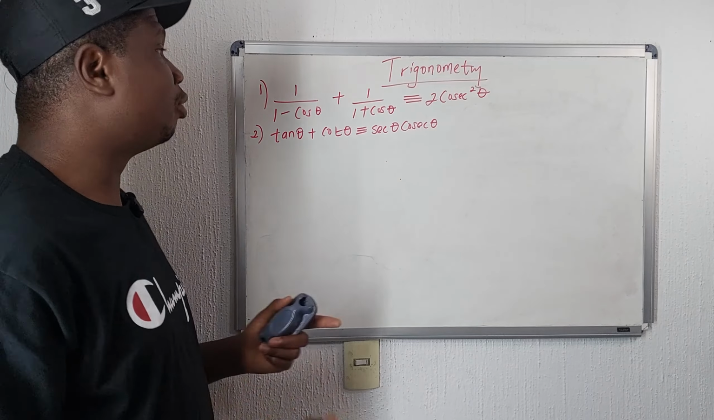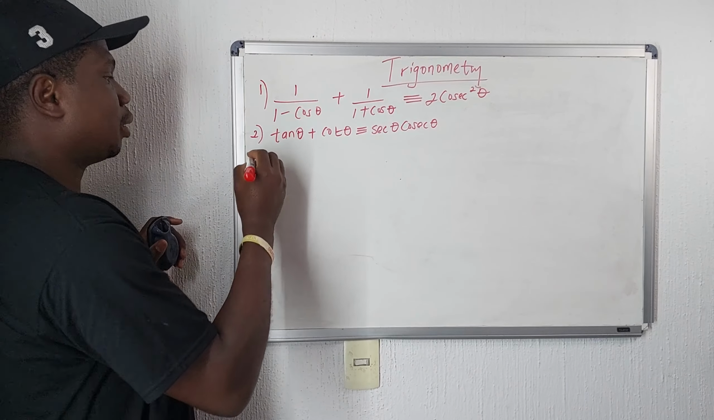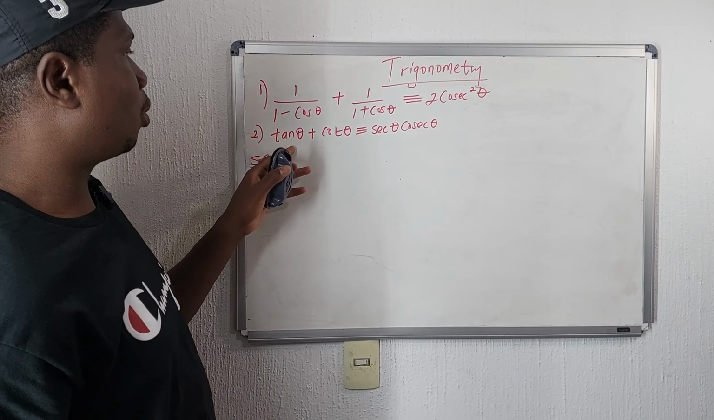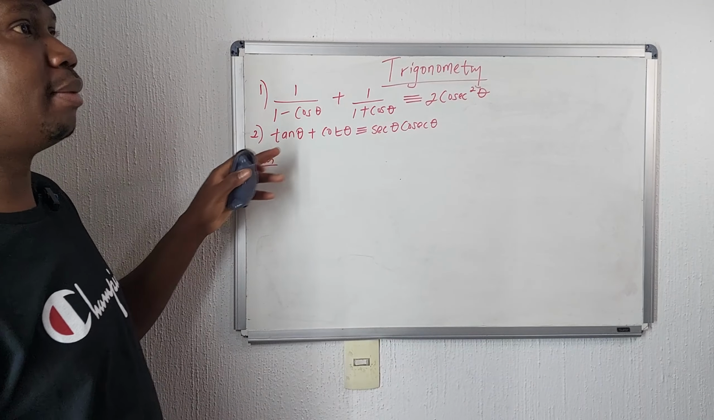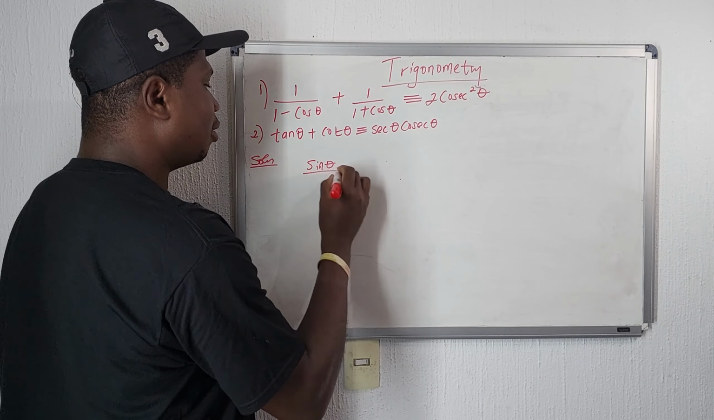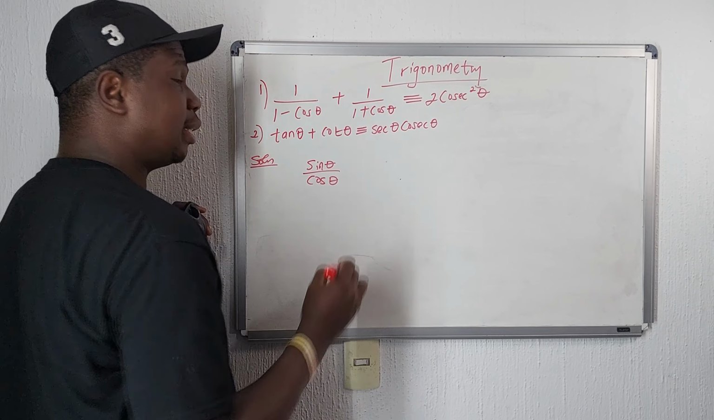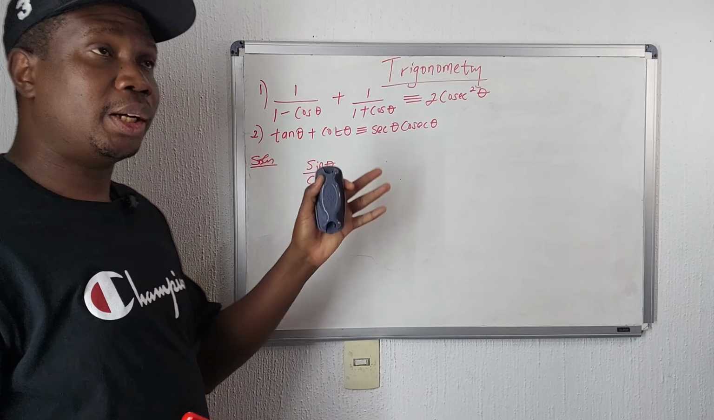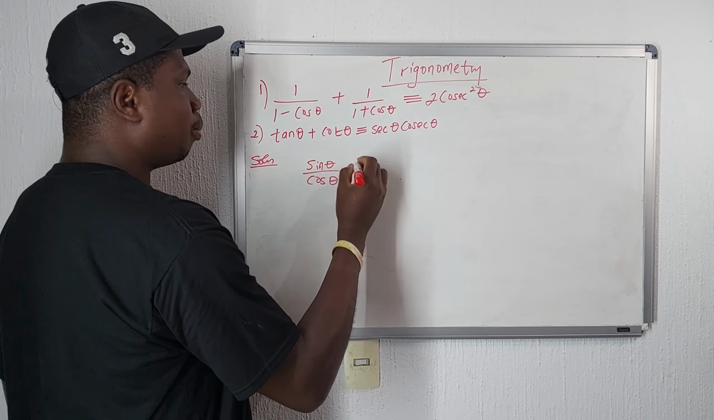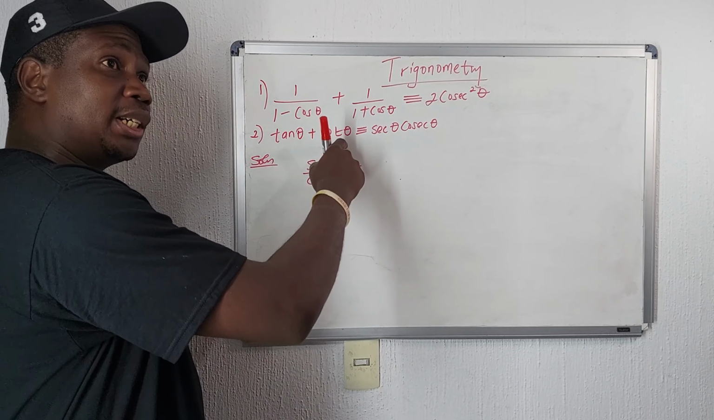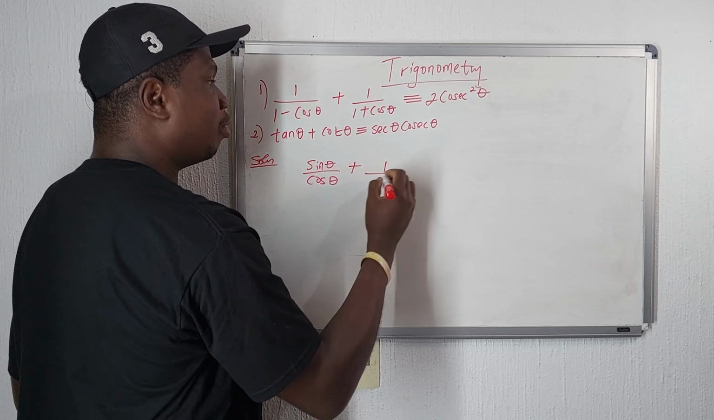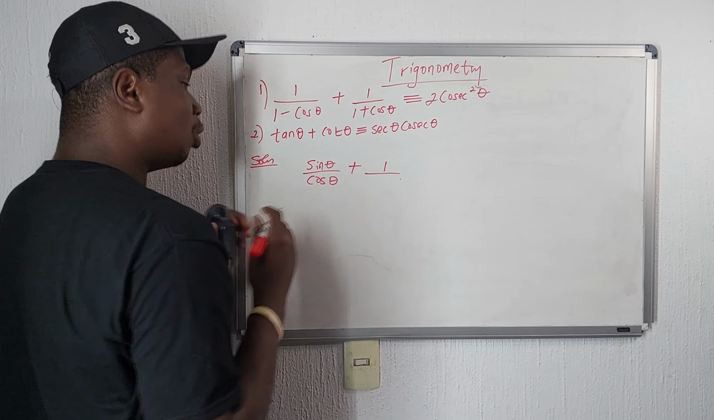Okay, now in solving this second one, say solution. Now what do we do? Tan theta is the same as sine theta over cos theta, right? From trigonometry. Okay, plus cotangent of theta, which I just wrote here.